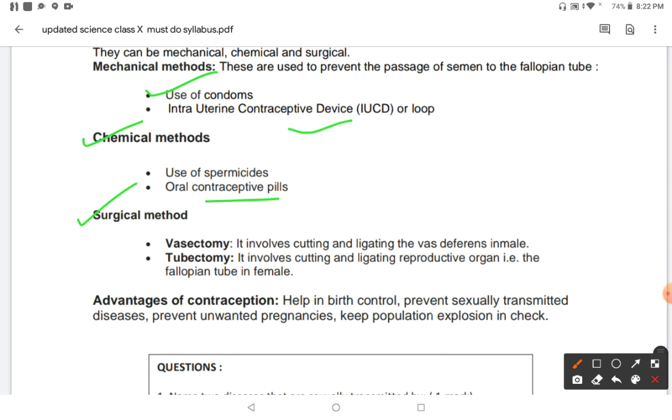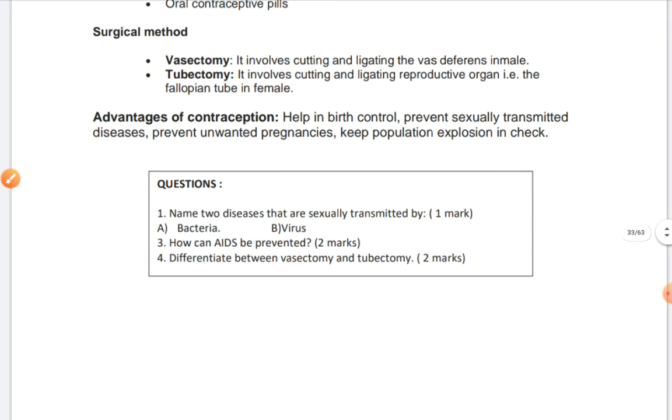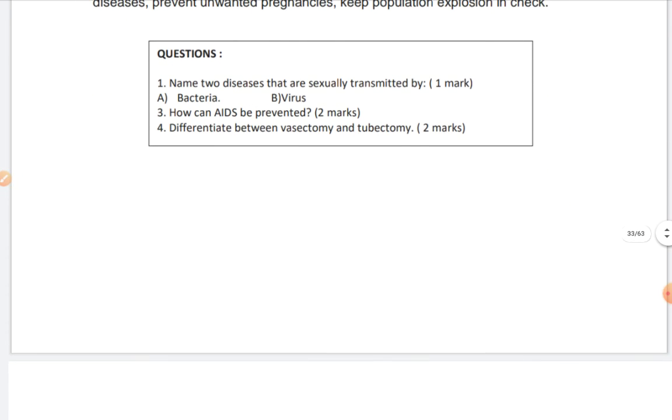As well, in the surgical method, male and female both can undergo surgery for birth rate control. In the male, this is vasectomy. It involves cutting and ligating the vas deferens in the male, and in the female it involves cutting and ligating the fallopian tube, that is called tubectomy. And what are the advantages of contraception? It helps in birth control, prevents sexually transmitted disease, prevents unwanted pregnancies, and keeps population explosion in check, as well as controls the ratio of birth rate of girls and boys.